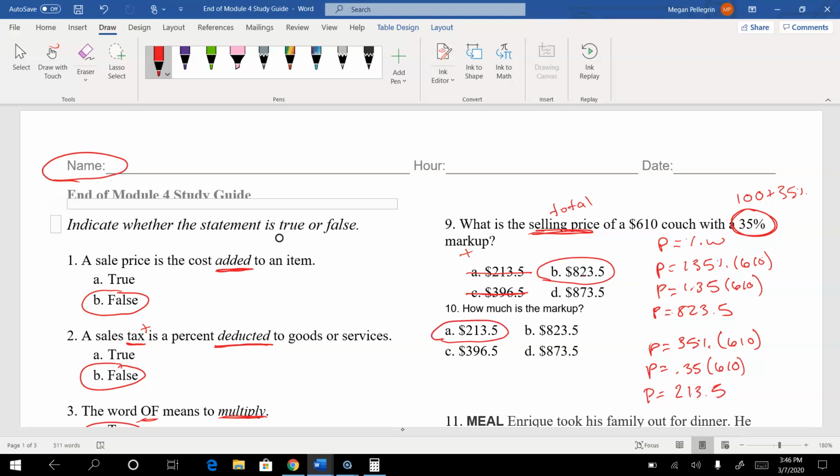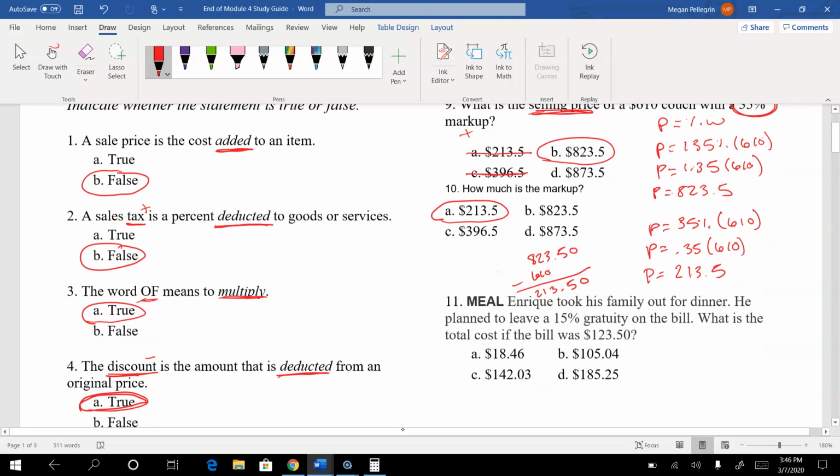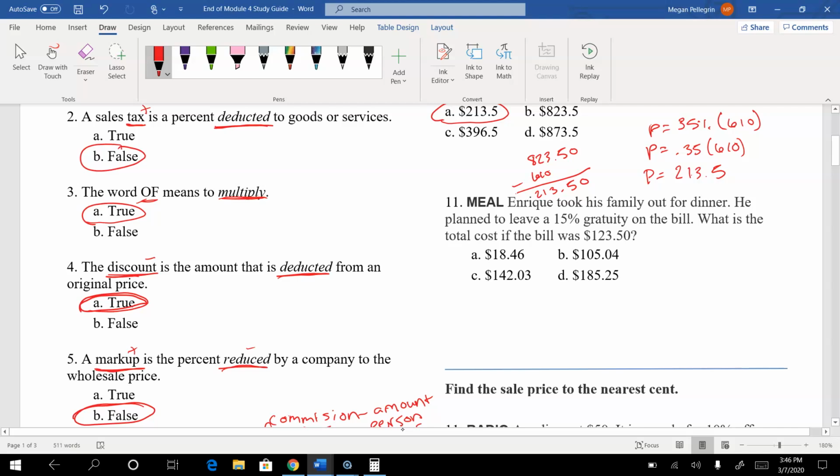Okay, check that. We could do 823.50 minus $610, and that would give us the 213.50. So multiple ways to kind of look at this. You just really have to make sure you're reading very closely. As long as you're reading and understanding, you will be fine, but you do have to read these questions very carefully.